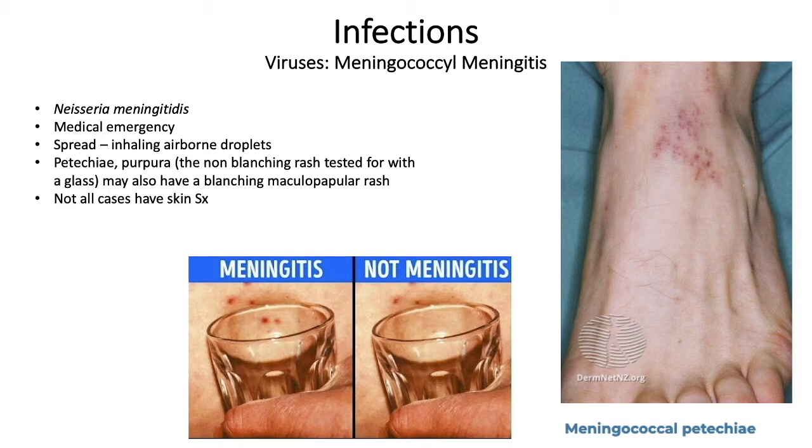and these petechiae and purpura don't blanch. There's been widespread public health messaging to explain the glass test, and there's a picture of that shown on the bottom. And this is where glass is pressed over the rash, and you can see through it so you can tell whether the rash blanches or not.